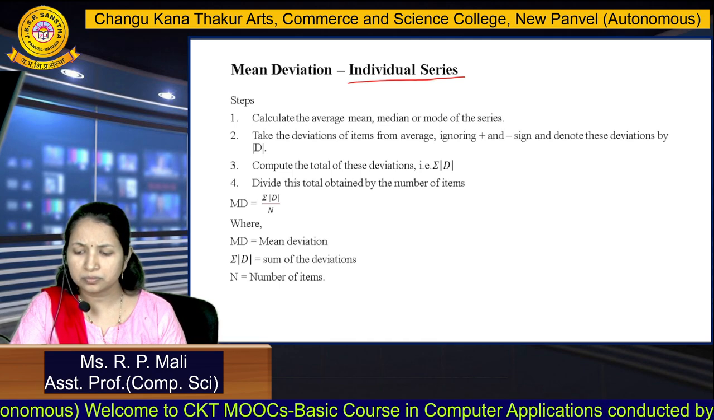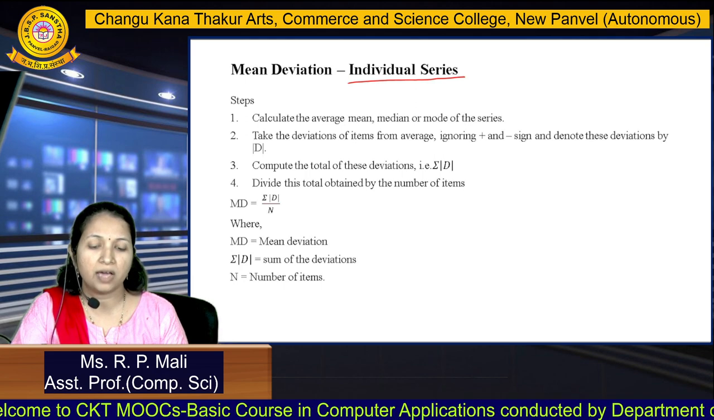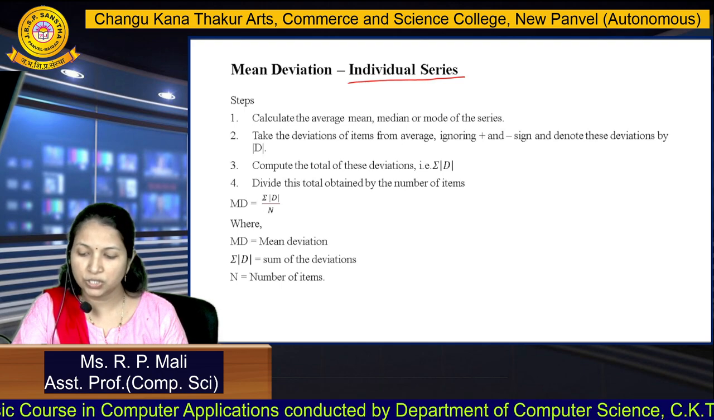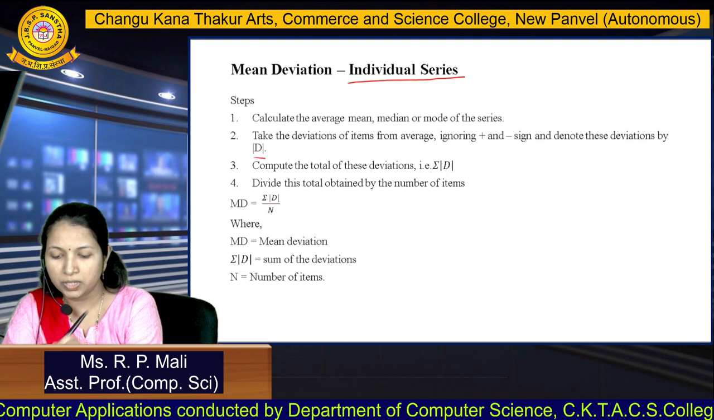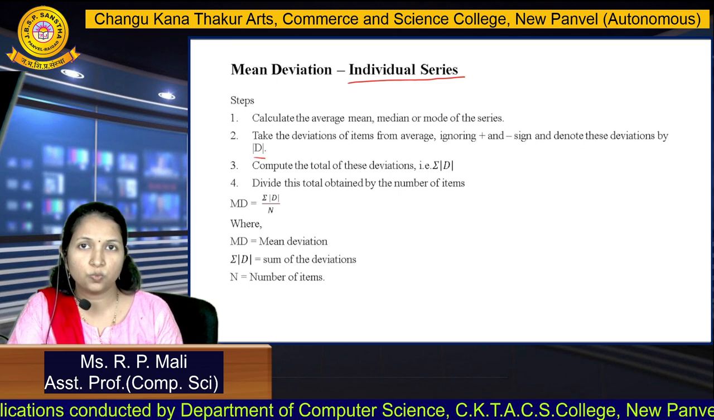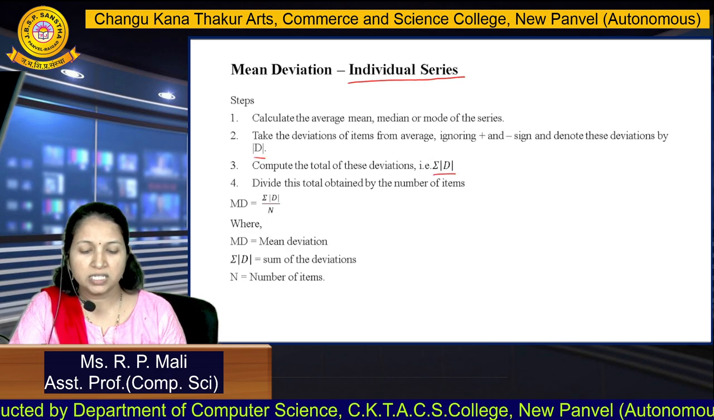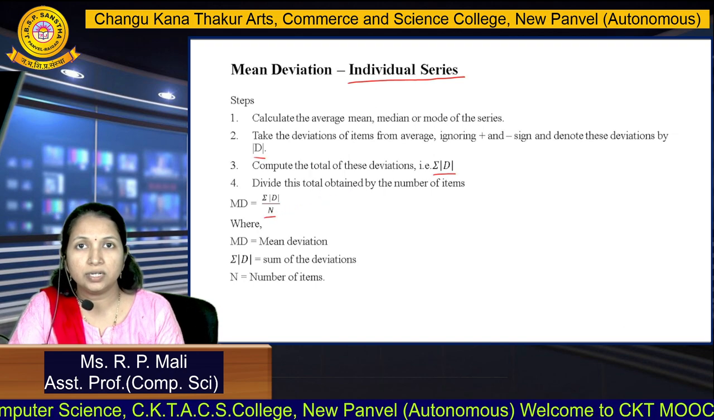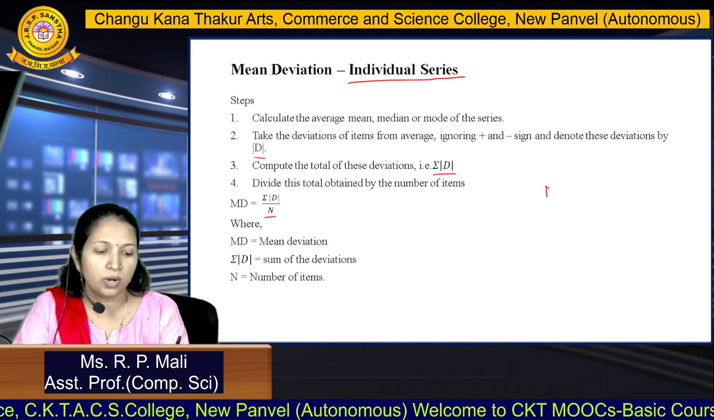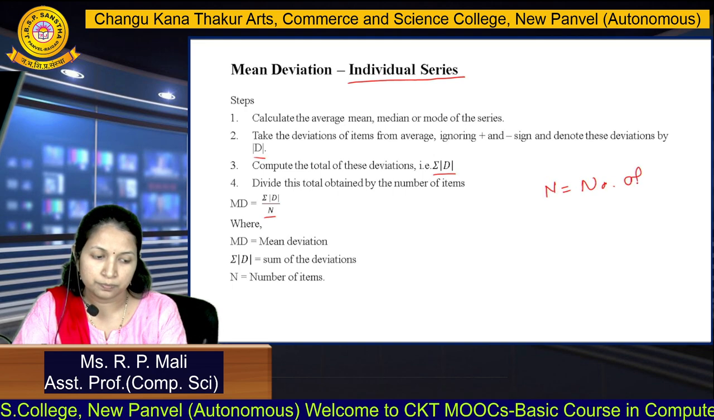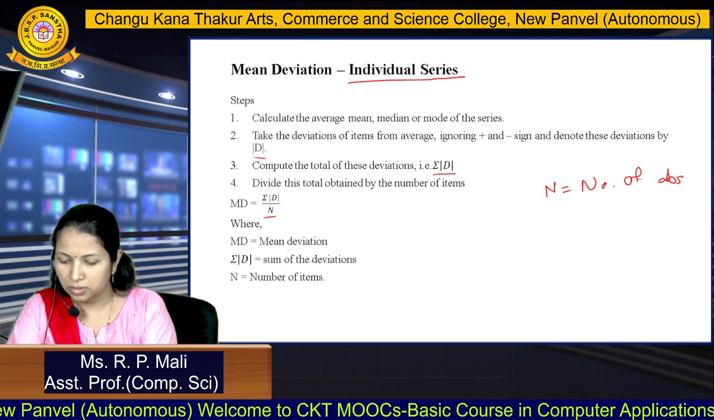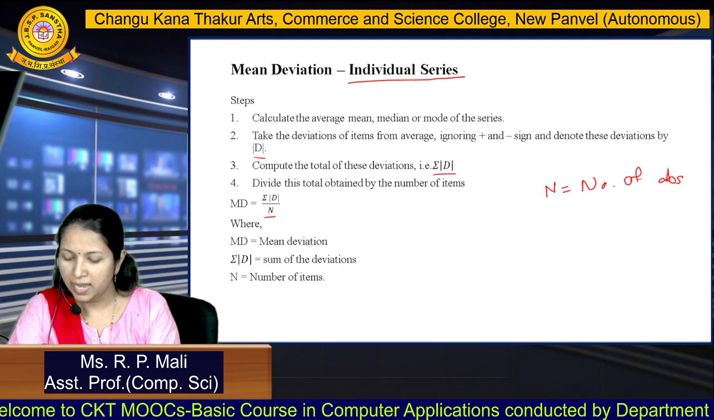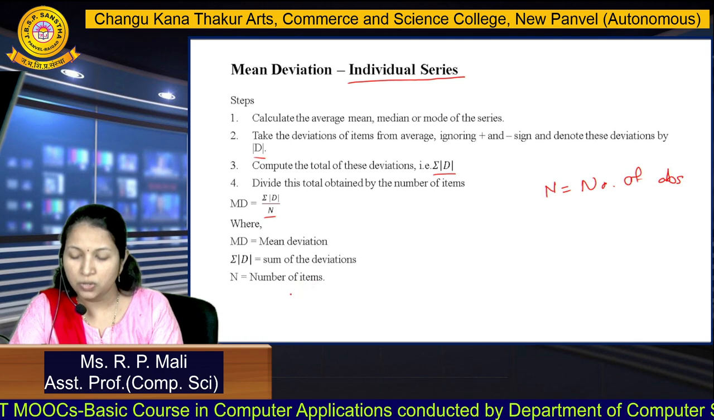Then take the deviation of each item from the average, ignoring the plus and minus signs, and it is denoted by mod D. Compute the total of these deviations, that is the summation of mod D, and divide this summation by the number of observations, N. Here the data is an individual series, so N will be the number of observations. MD is the mean deviation, summation of D is the sum of deviations, and N is equal to the number of items.